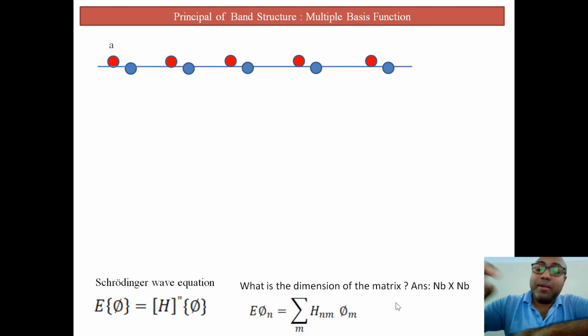Suppose I have taken only a one-dimensional array instead of two-dimensional. Two-dimensional would be your homework. So I have taken one dimension and named the atoms. One is A, another one is B. So this is A and this is B. Similarly, I have named all these atoms.